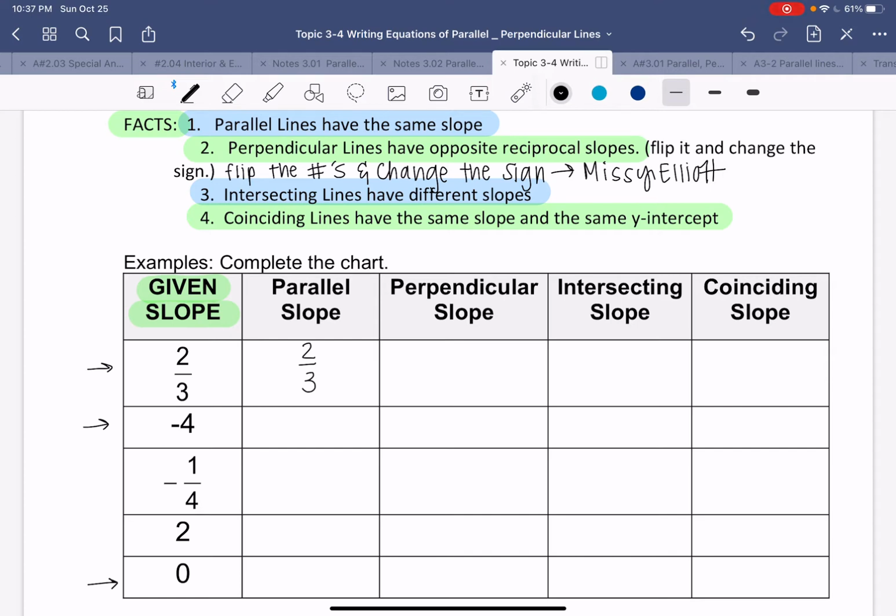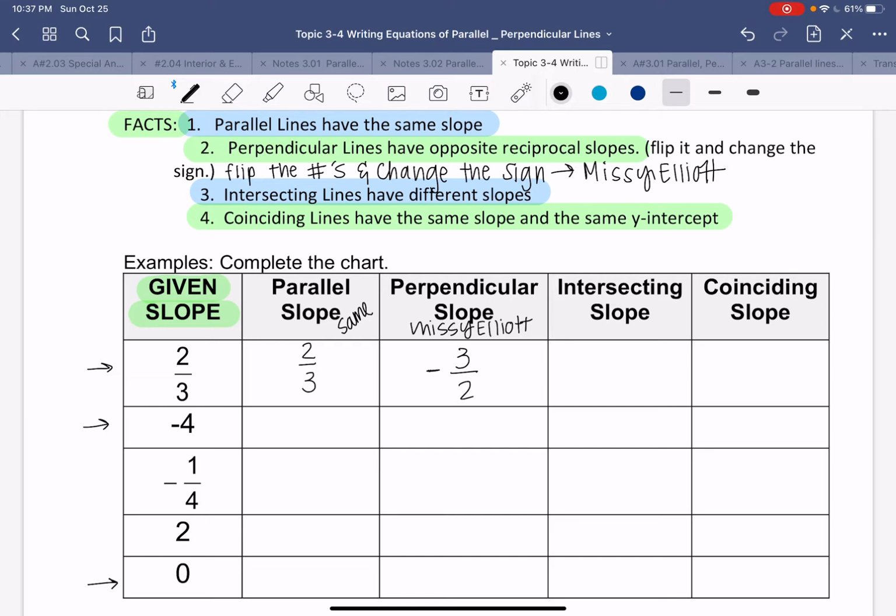So this one was the same. Now we're going to flip numbers. We're going to do it like Missy Elliott, flip it and reverse it. I don't even know if I'm spelling Elliott right, but what that means is we're going to flip the numbers. So instead of 2/3, it's going to be 3/2, and then we're going to change the sign. Because it's positive, it's going to be negative.